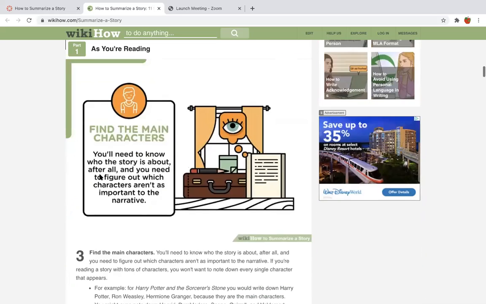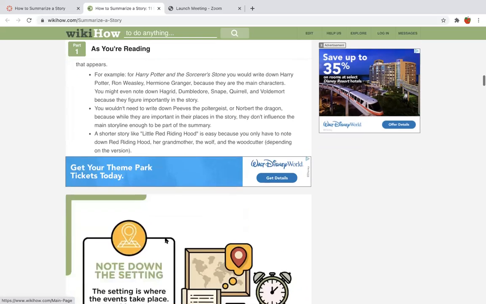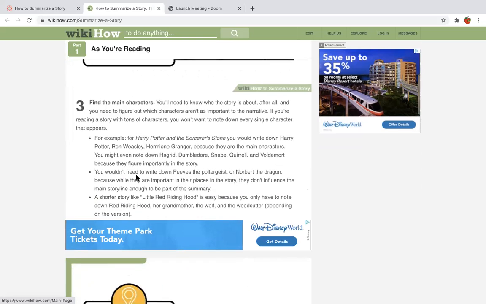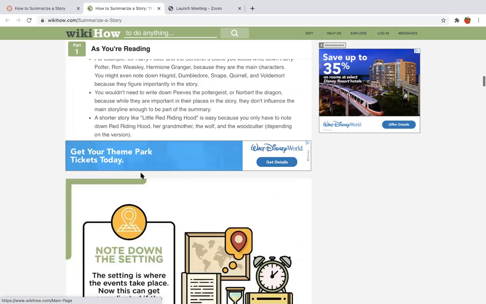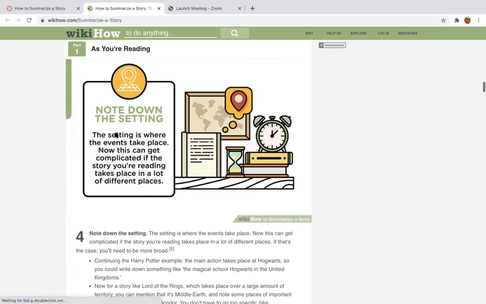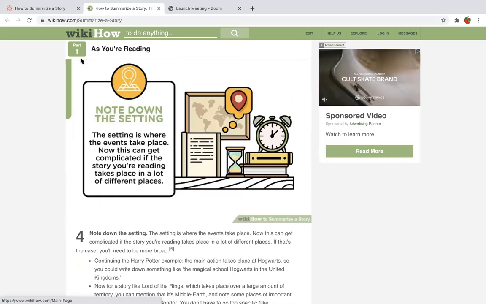And then find the main characters. So for me, the main characters when we went over Medusa's thing would be Medusa herself, and then Poseidon because she slept with him, and then Athena because Athena got upset that they did their thing inside of her temple. And so that's it. Those are my 3 characters. You're going to find those characters because you're going to be talking about them in your summary, in your synopsis, excuse me. And then note down the setting. Where did all this happen?